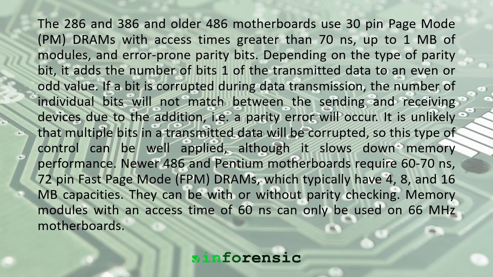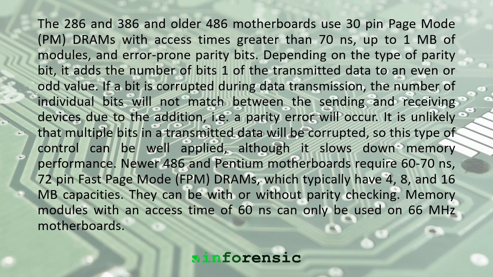The 286 and 386 and older 486 motherboards use 30-pin page mode (PM) DRAMs with access times greater than 70 ns, up to 1 MB of modules, and error-prone parity bits. Depending on the type of parity bit, it adds the number of bits of the transmitted data to an even or odd value. If a bit is corrupted during data transmission, the number of individual bits will not match between the sending and receiving devices due to the addition, i.e., a parity error will occur.